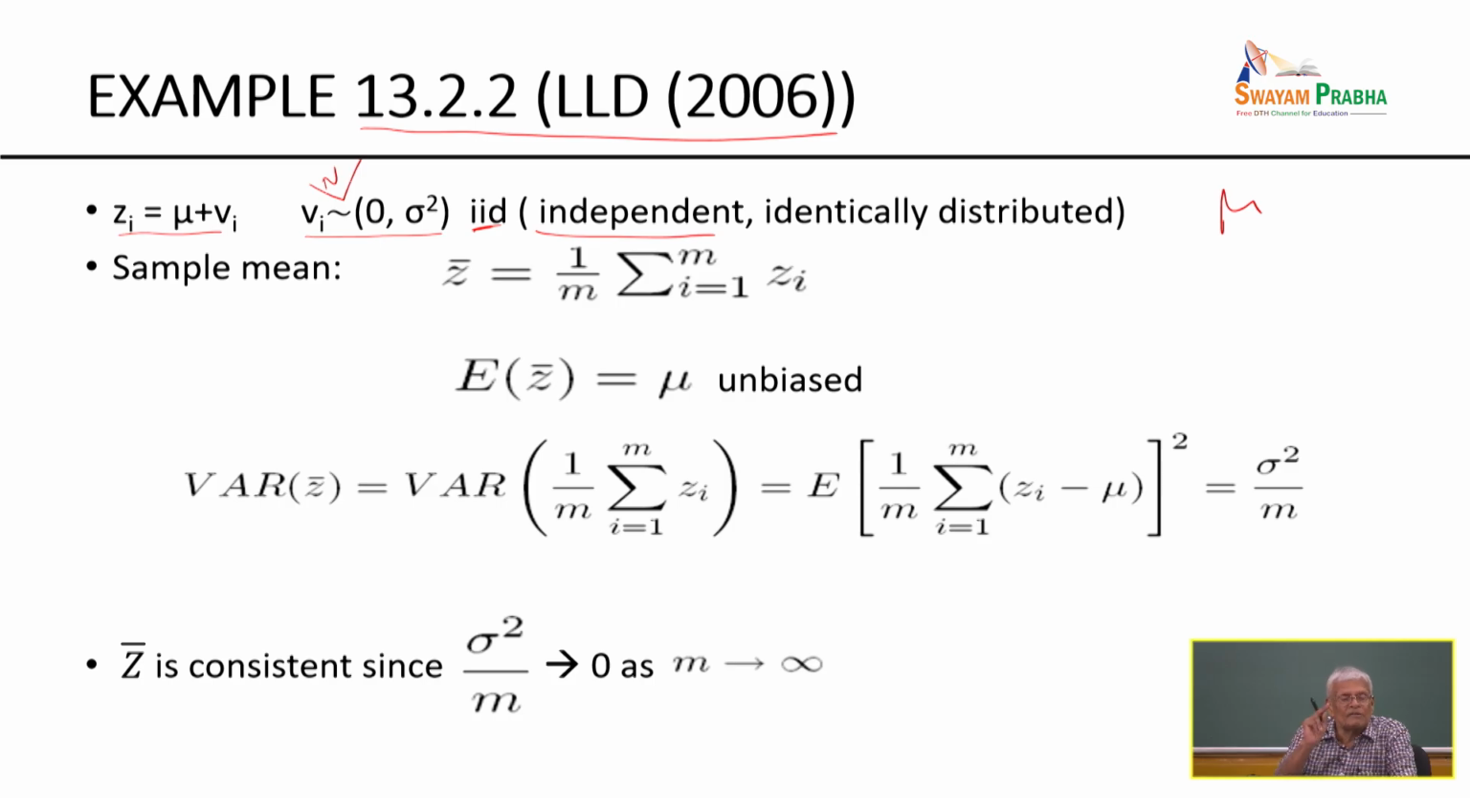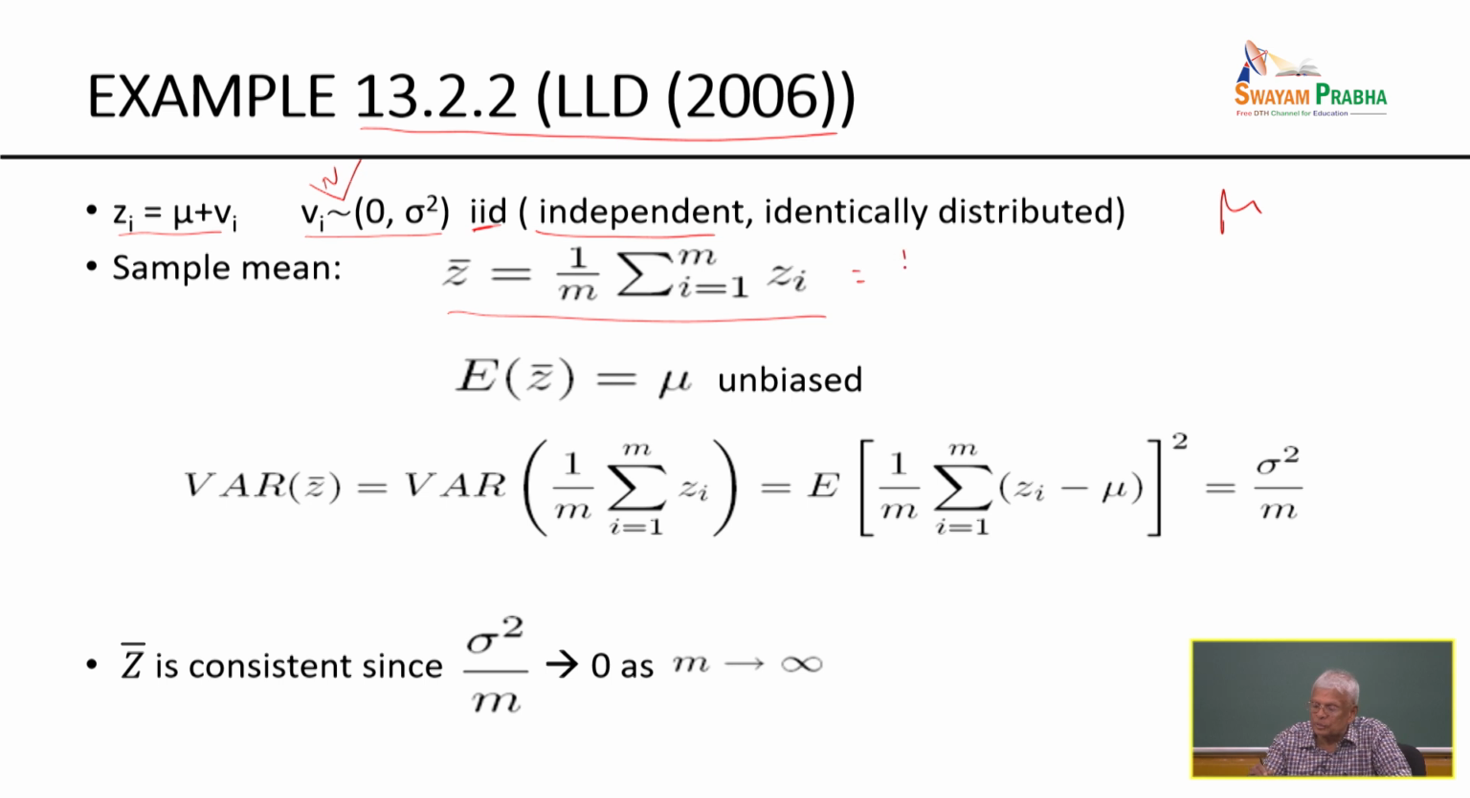You remember, we have already talked about linear independence in linear algebra. That is called linear independence. This is called statistical independence. Identically distributed means that the samples are coming from the same distribution. So what does a sample mean? Z bar is equal to the average of zi, and the average of v is 0.